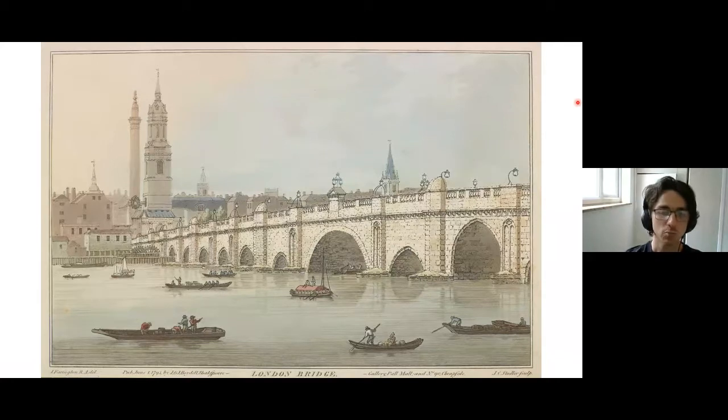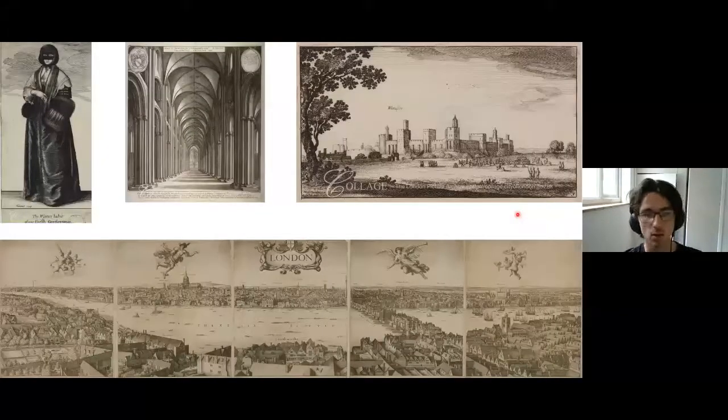So we know Visscher most likely never visited London, but the same cannot be said for the artist whose work we see on the screen now. This is the work of Wenceslaus Hollar, a Bohemian artist who came to London under the patronage of Lord Arundel, the 21st Earl of Arundel, who was an art collector in his own right.